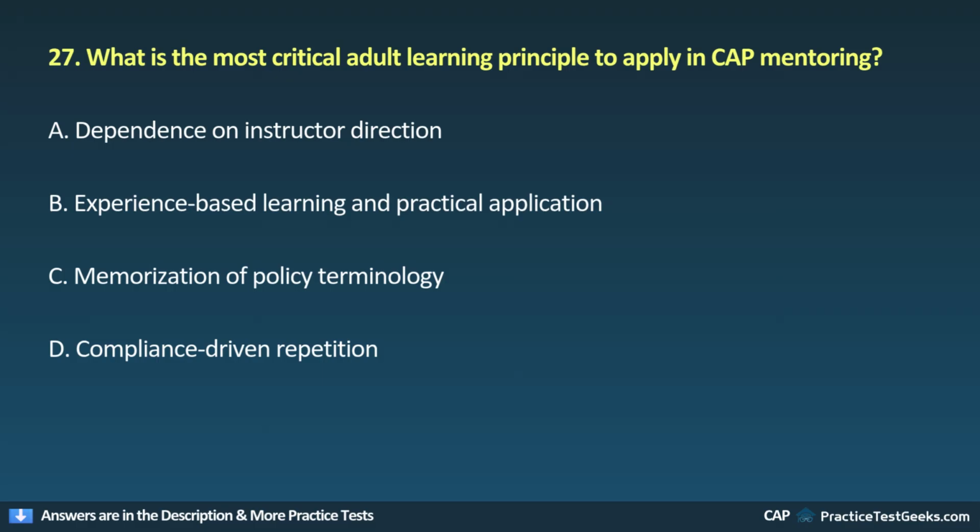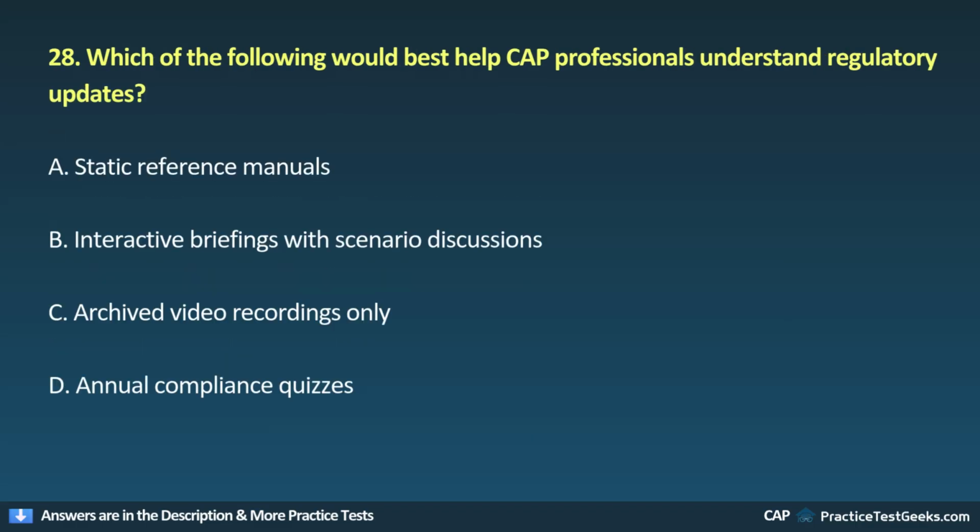27. What is the most critical adult learning principle to apply in CAP mentoring? A. Dependence on instructor direction. B. Experience-based learning and practical application. C. Memorization of policy terminology. D. Compliance-driven repetition.